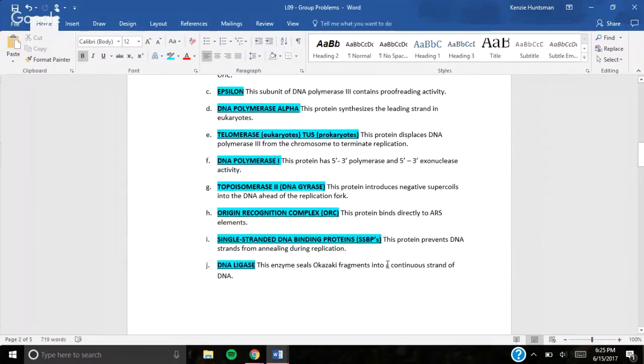And then for I, single-stranded DNA binding proteins, or SSBPs. And these proteins prevent DNA strands from annealing during replication. And for J, we found that DNA ligase, this enzyme seals Okazaki fragments into a continuous strand of DNA.